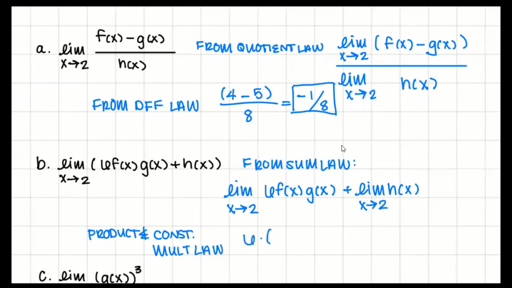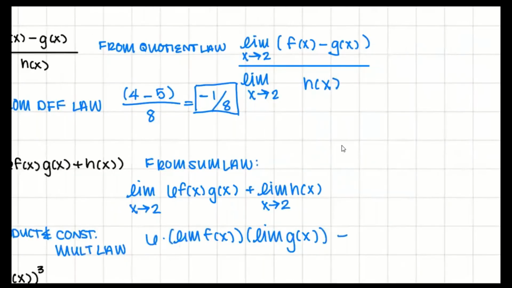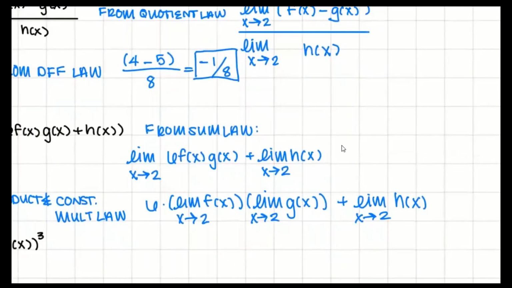We get 6 times the limit of f of x times the limit of g of x plus the limit of h of x. And all of this is as x approaches 2. That leaves us with 6 times 4 times 5 plus 8, which is equal to 128.